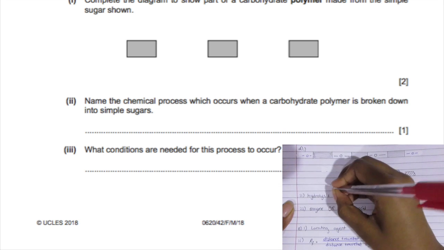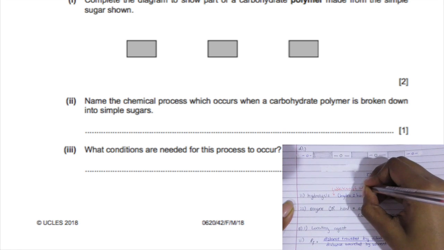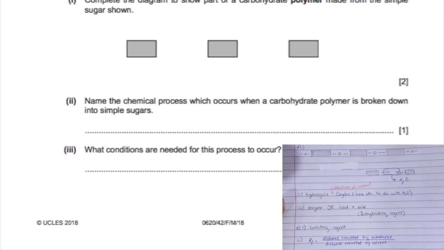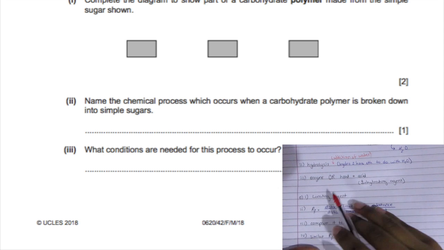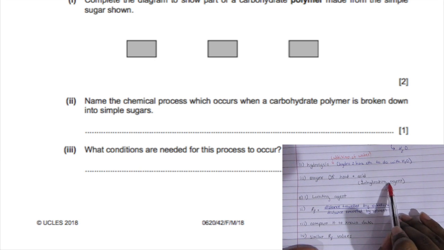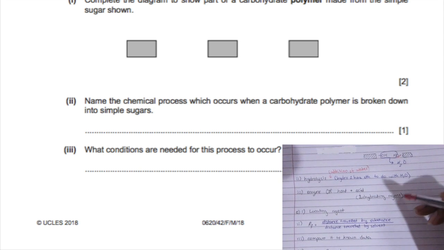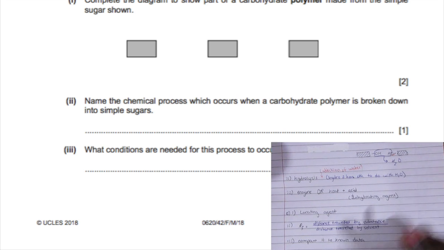Name the chemical process which occurs when a carbohydrate polymer is broken down into simple sugar. So basically the opposite, where you're adding the water back in, and that is hydrolysis. And hydro has something to do with water. That's how you know it includes water itself. Now, what is needed for this process to occur is an enzyme, or you can say heat and an acid, and the acid is usually a dehydrating agent, something that will get rid of the water, like concentrated sulfuric acid.